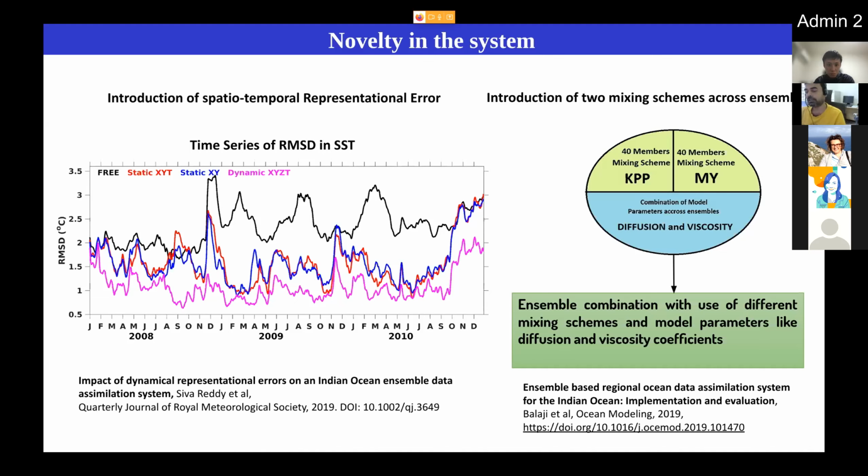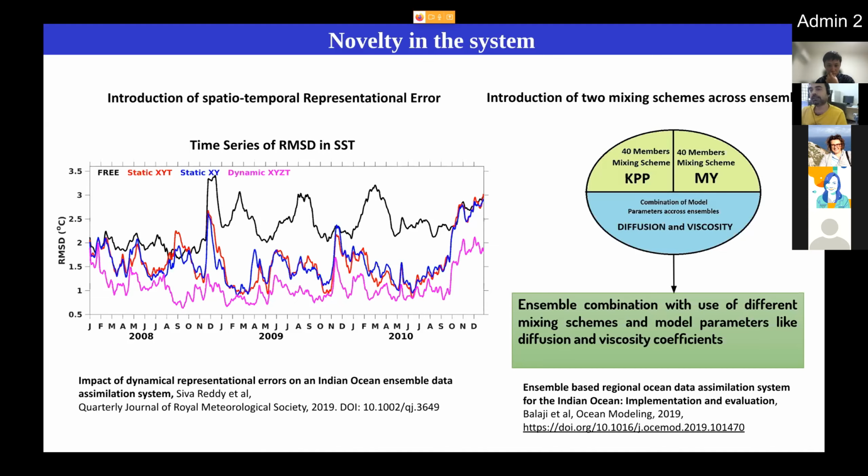representation error, or the representation error varies across depth. But what we found is a way to estimate the representation error and its spatiotemporal variabilities, and we can prescribe it. Then there is a profound improvement in the RMSDs. In this plot, I'm showing you the time series of RMSD in SST. The purple color is the one in which the observation error covariance, or the representation error, has a spatiotemporal variation in X, Y, Z, and T. So this works actually best.